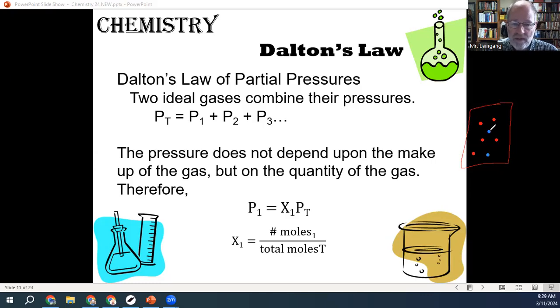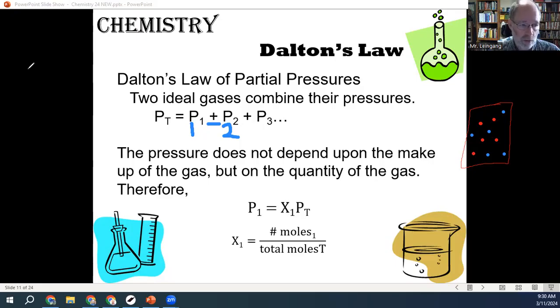Well, what if I put 5 more molecules into that container? How would that affect the gas? How would that affect the pressure? Well, it does exactly what we would expect. Now, those 5 molecules are going to be able to hit the sides of the container. But the first 5 can also hit the container. And so what we find when we combine gases is that the pressure of those gases are just combined together to create the total pressure.